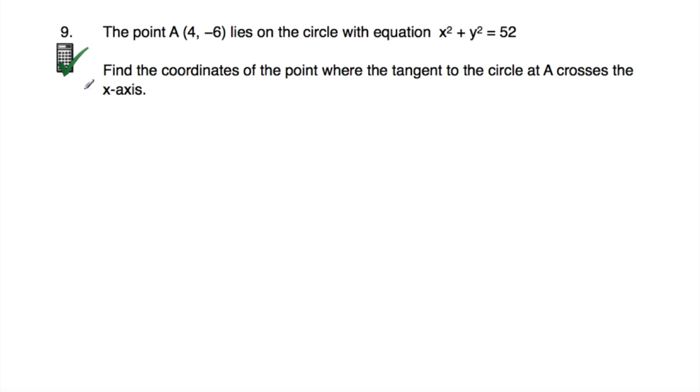Okay, let's look at our next question, question number 9. So question number 9 says the point A, (4, -6), lies on the circle of equation x squared plus y squared equals 52. And we've been asked to find the coordinates of the point where the tangent to the circle at A crosses the x-axis.